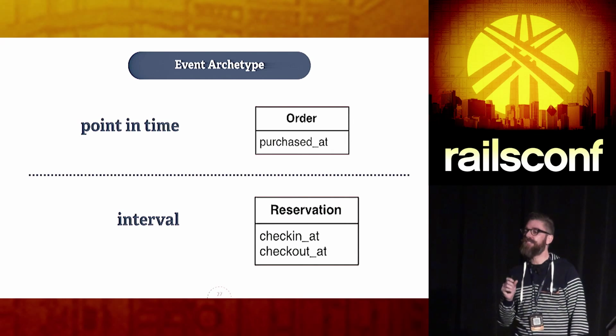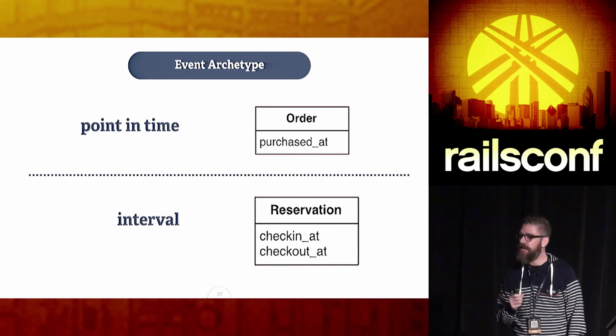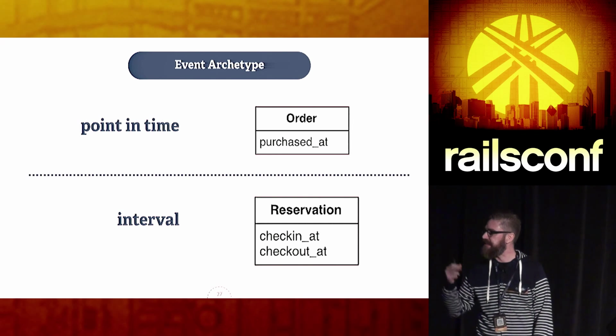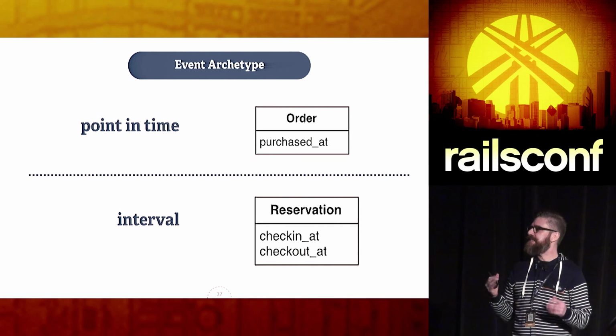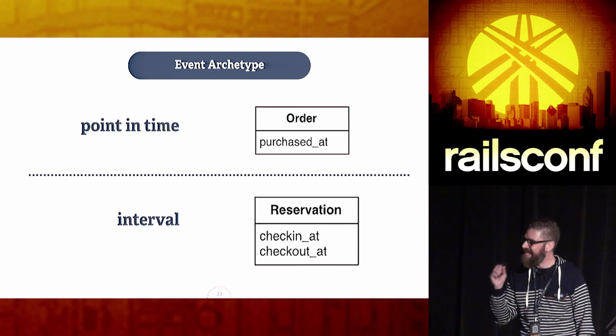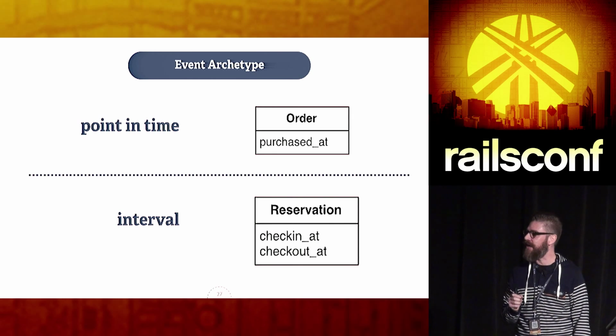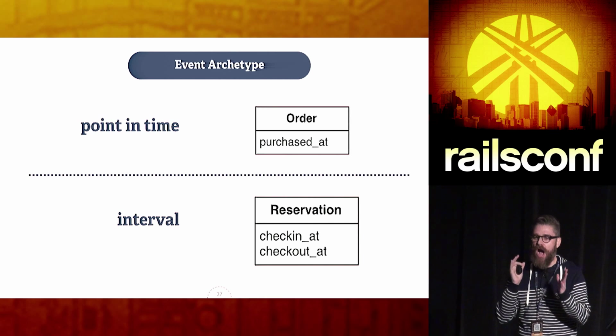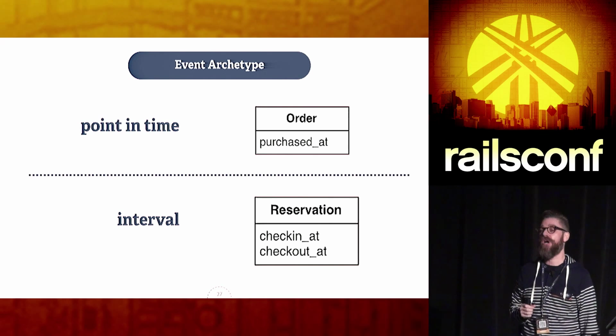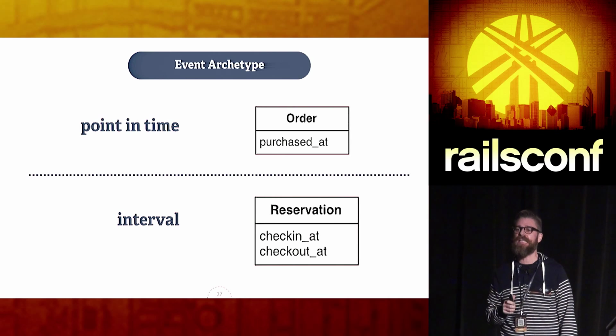And we have two types of events. We have a point in time and an interval. A point in time has a single timestamp, such as an order with the purchased at date. And then we have reservation. We have an interval archetype, illustrated by the reservation here. And this is bookended by two timestamps, so the check-in at date and the check-out.